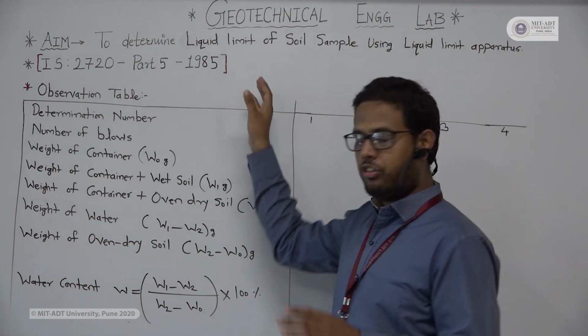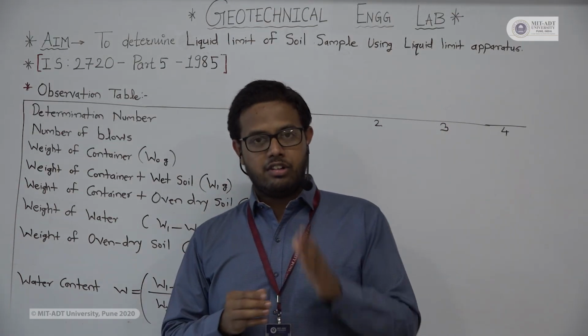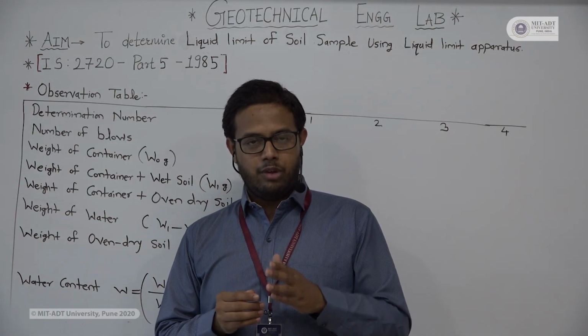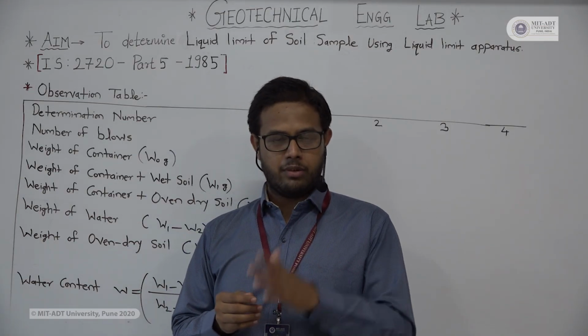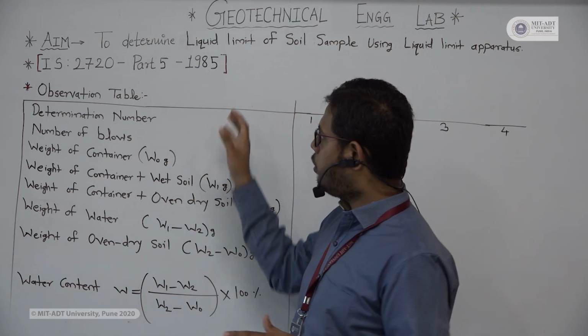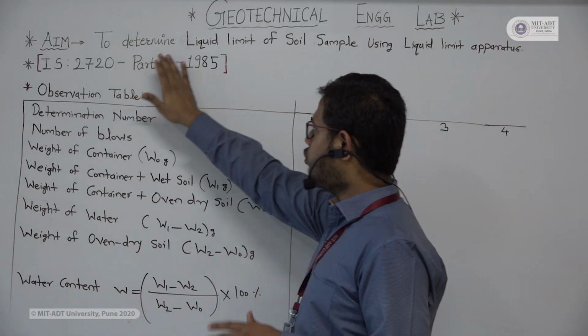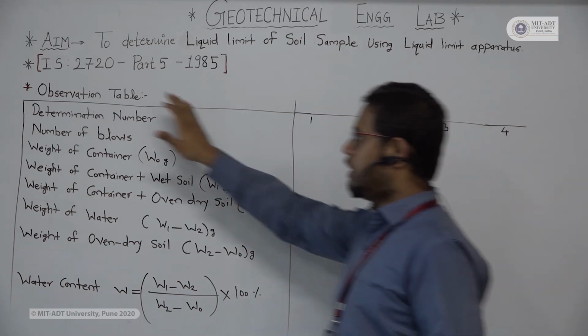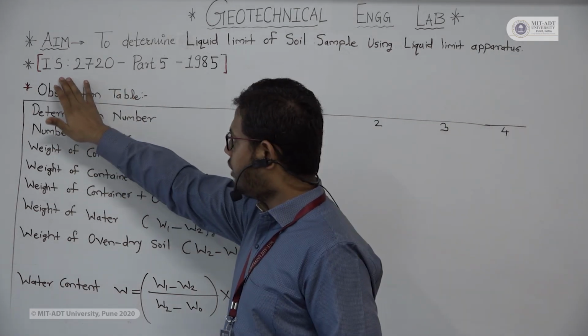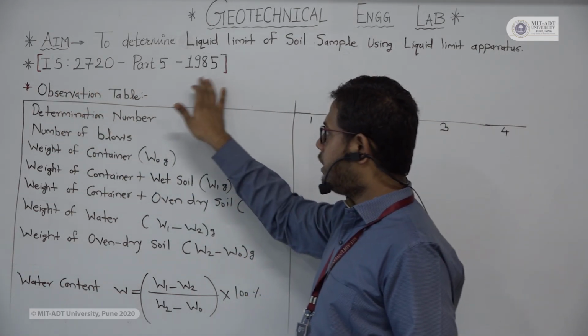Now let us see the definition of liquid limit. Liquid limit is defined as the water content at which soil changes from the plastic state to the liquid state. In today's practical, we are going to perform this test. The main aim is to determine the liquid limit of the soil sample using the liquid limit apparatus. The IS code for this test is IS 2720 Part 5, 1985.